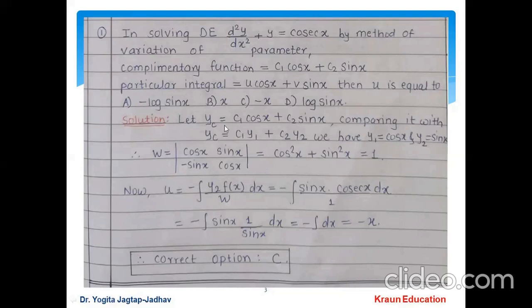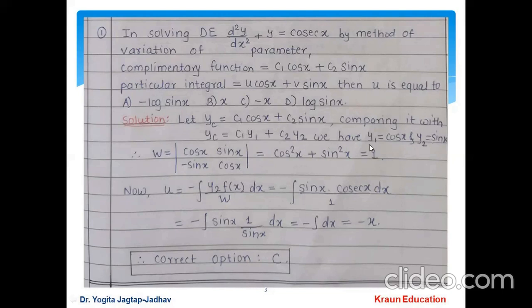As we compare the given complementary function with yc is equal to c1 y1 plus c2 y2, we can write down the values for y1 and y2. Here y1 is the coefficient of c1, that is equal to cos x, and y2 is the coefficient of c2, that is equal to sin x, right?